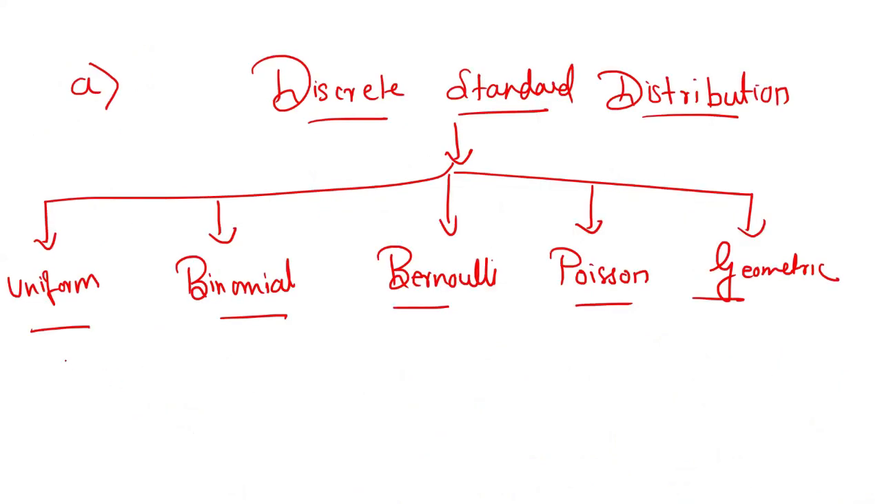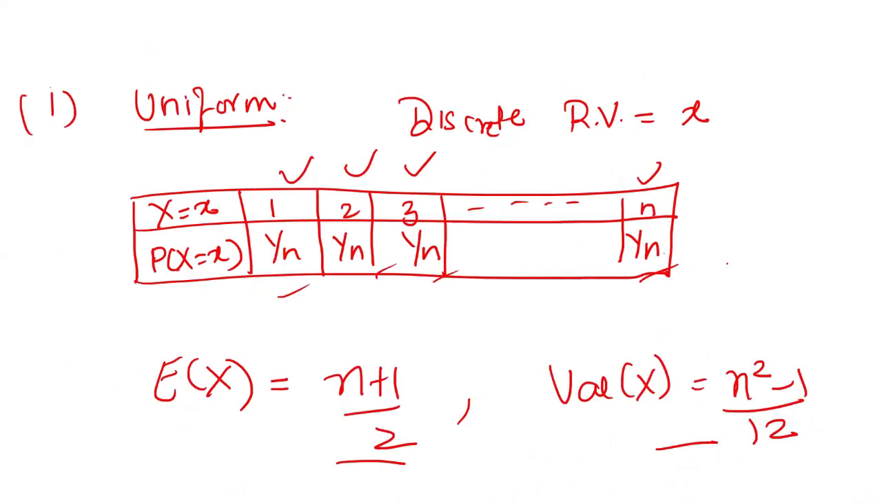So there are 5 kinds of discrete distributions: uniform, binomial, Bernoulli, Poisson, and geometric. In the uniform, if X takes different values from 1 to N, the probability of each value becomes 1 by N. So the expectation of X is equal to (N plus 1) by 2 and the variance of X is equal to (N square minus 1) by 12.